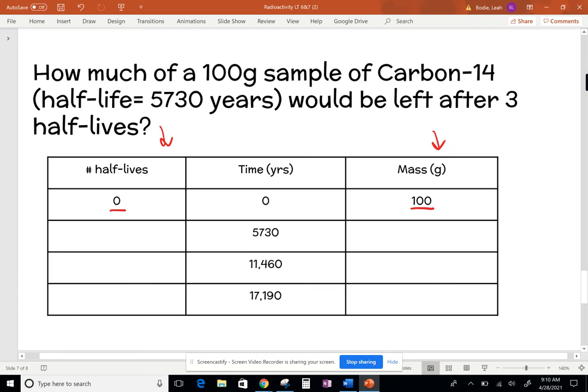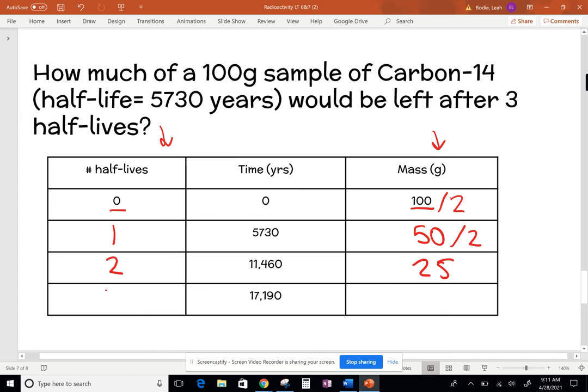So now let's figure out how much is left after 1 half-life. After 1 half-life, we're going to take our mass and divide it by 2. So we take our 100 grams and divide by 2, and after 1 half-life, we have 50 grams left. Now let's figure out how much is left after 2 half-lives. That means we need to divide our mass by 2 again. So 50 divided by 2 gets us down to 25 grams of carbon-14.